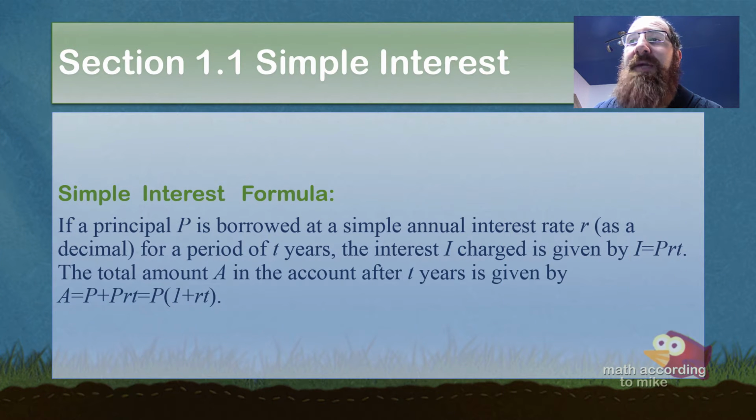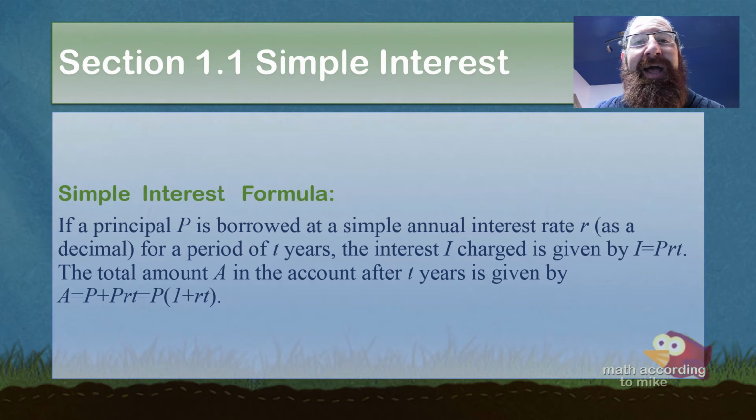Next up, let's talk about the simple interest formula, which puts all three of those basic terms together. As it says there, if a principal P is borrowed at a simple annual interest rate r, written as a decimal, for a period of t years, the interest, capital I, charged is given by the formula I equals P times r times t.